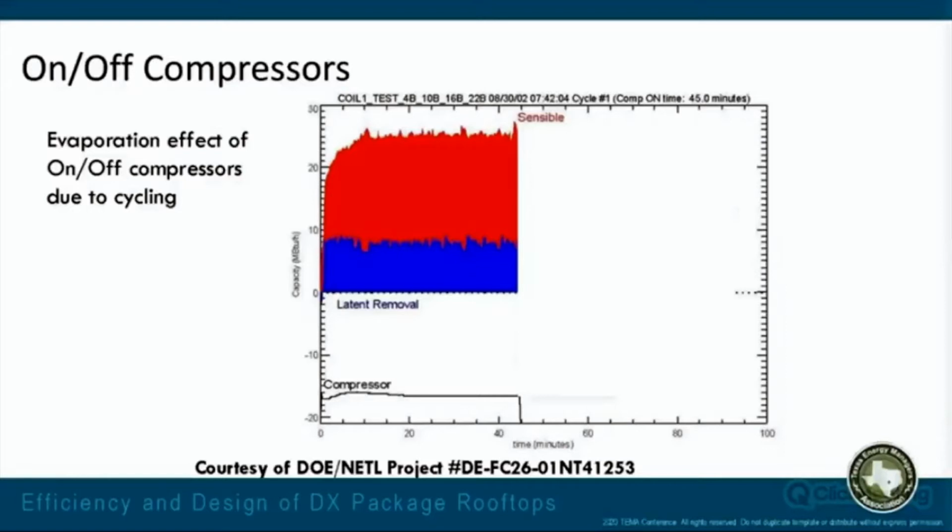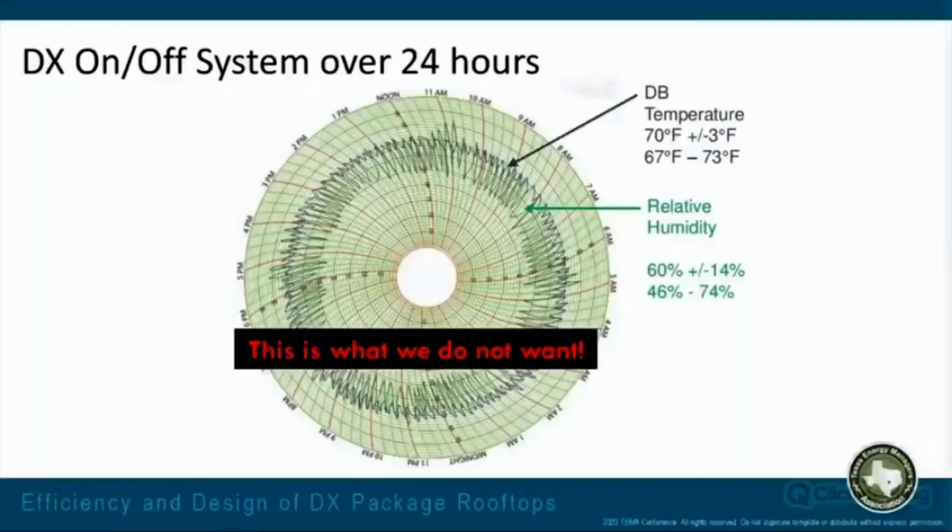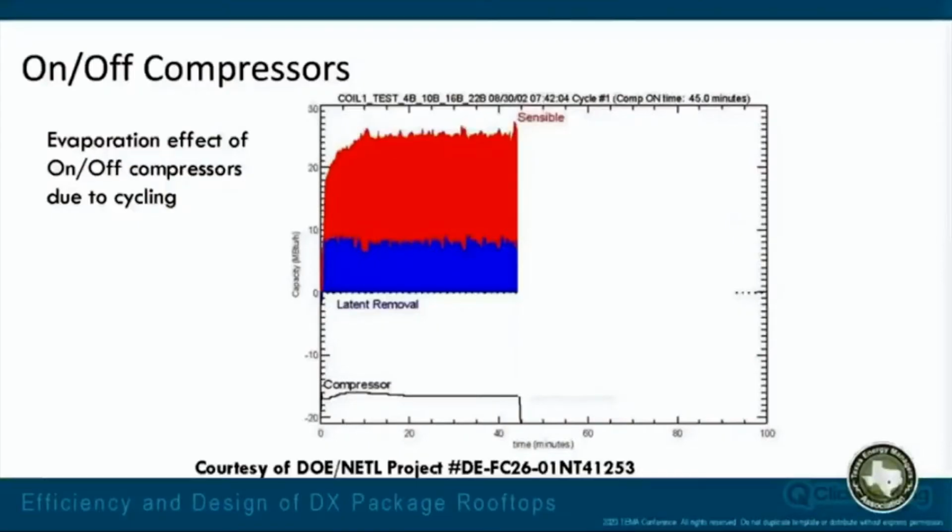And we have the red part there, and that is our sensible cooling. That's changing the temperature of the air. We have the blue, which is our latent removal. That's what's taking the water vapor out of the air. That's what's dehumidifying. And it's running along and all is well with the world. Except we have another challenge. It's an on-off compressor. Once that set point is met, we're going to turn off the compressor, and it's going to re-evaporate that water back into the airstream.